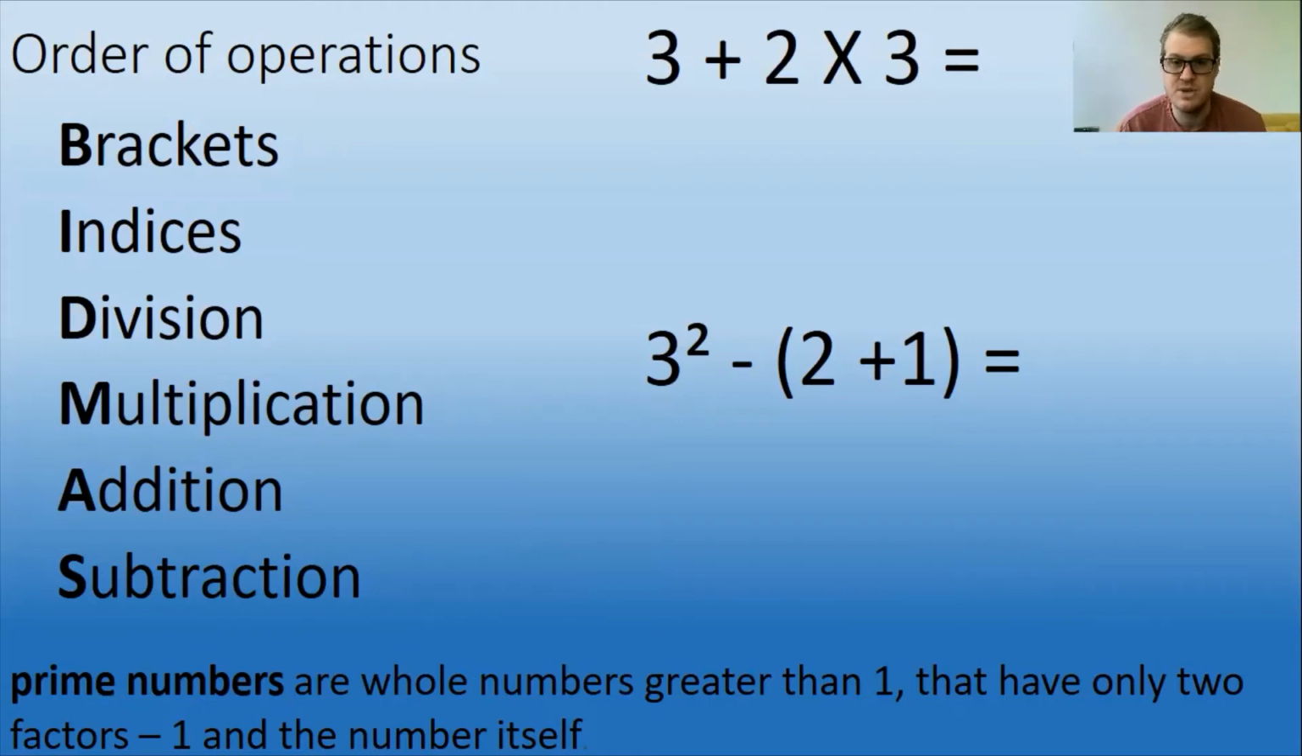So looking at the examples we've got on the board at the moment, 3 add 2 times 3, we would do the multiplication first because that takes priority. So 2 times 3 is 6, and then we'd add on our 3, which is 9. And then the bottom one, brackets is the most important there. That takes priority, so we must do the addition first because it's got the brackets around it, so that would become 3. Then we do our indices, and we've got 3 to the power of 2, so that's 3 times 3, which is 9. So it would be 9 subtract 3, and that would give us our answer. So you must remember to do things in the right order.